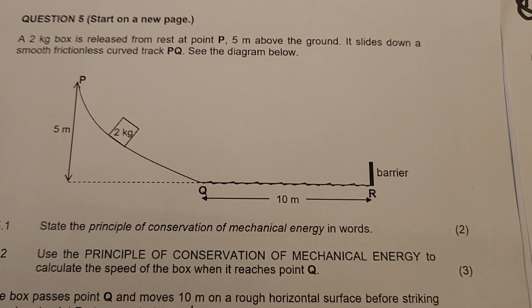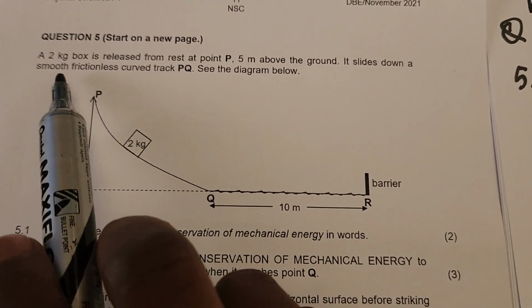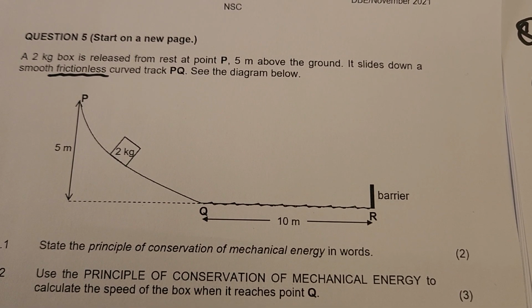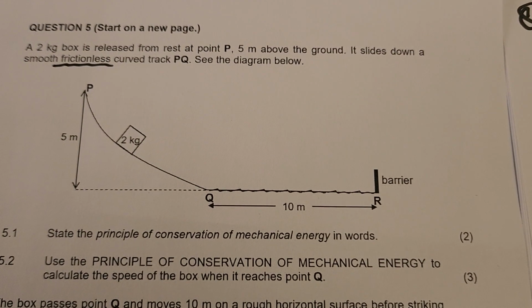Once there is a frictionless surface, you can underline that, knowing that now the conservation of mechanical energy is coming into being there. So when there's no friction, mechanical energy is conserved. See the diagram below.